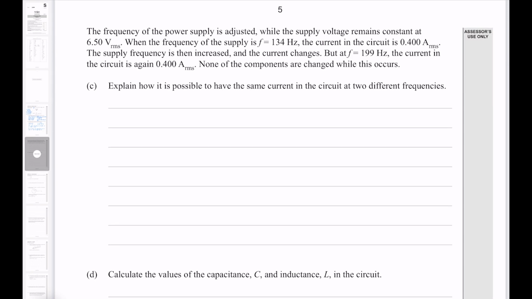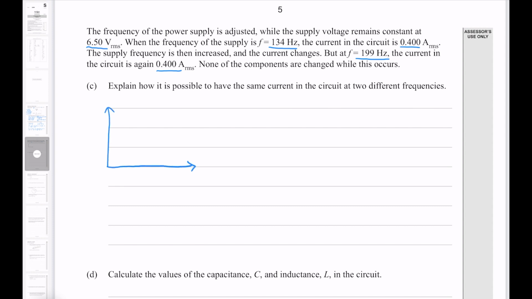The frequency of the power supply is adjusted, while the supply voltage remains constant at 6.5 VRMS. When the frequency of the supply is 134 Hz, the current in the circuit is 0.4 amps RMS. The supply frequency is then increased and the current changes, but at 199 Hz, the current in the circuit is again 0.4 amps RMS. None of the components are changed while this occurs. Explain how it is possible to have the same current in the circuit at two different frequencies.